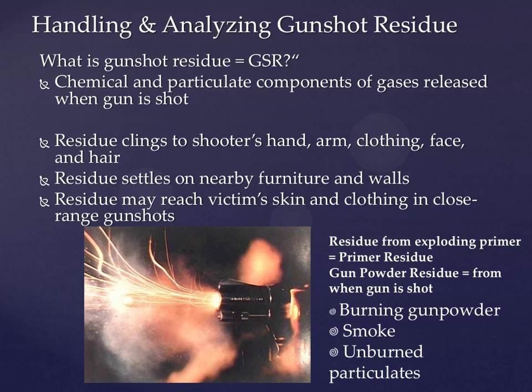Okay, and then we can take that residue and break it down into two sets. There's primer residue, and that's going to be stuff left behind from the actual exploding primer of the gun. And then there is also gunpowder residue, and that's left behind from when the gun was actually shot. It can be made up of gunpowder that has either burnt up or hasn't completely burnt up, smoke particles, and any particles that were not burnt.